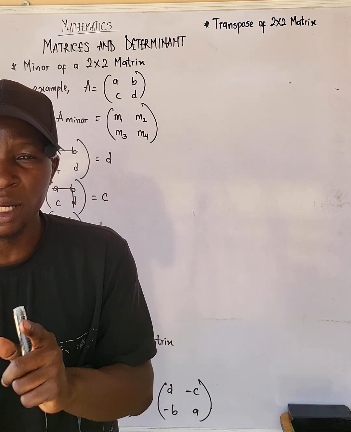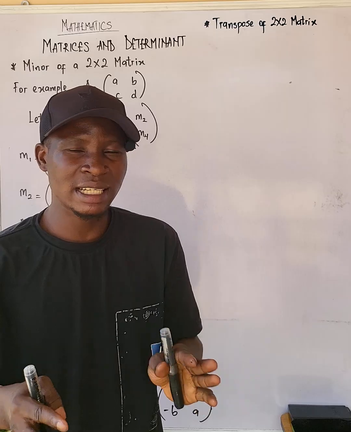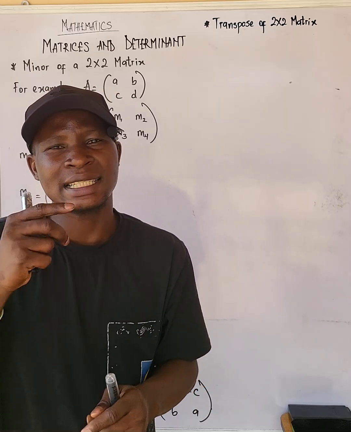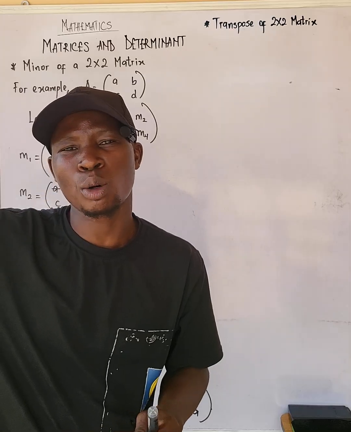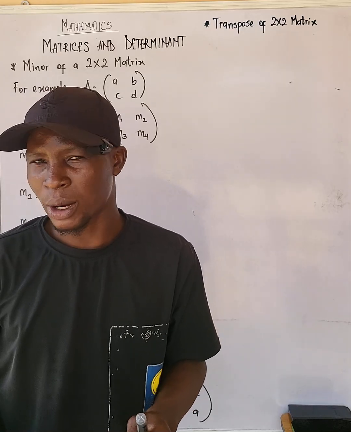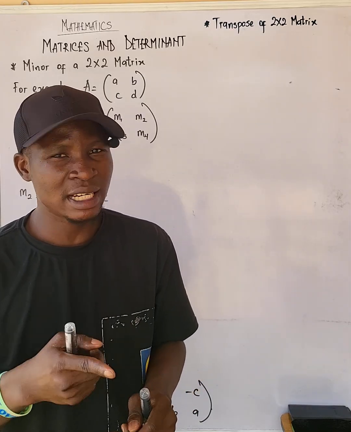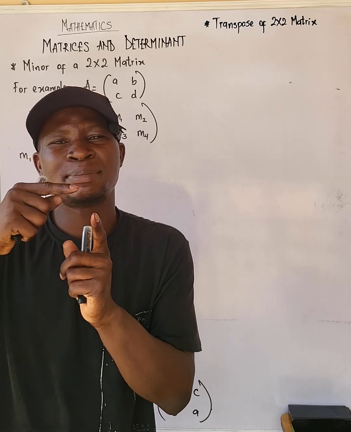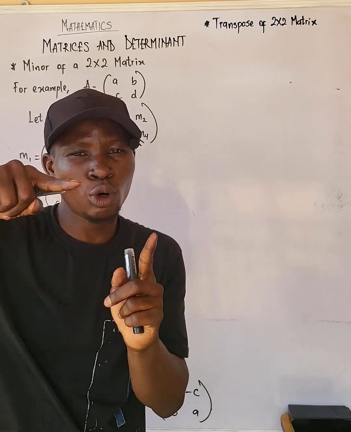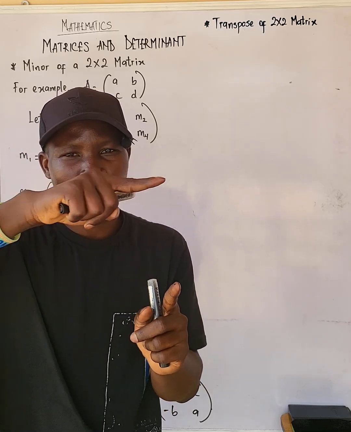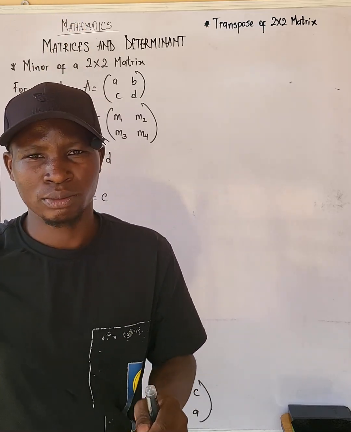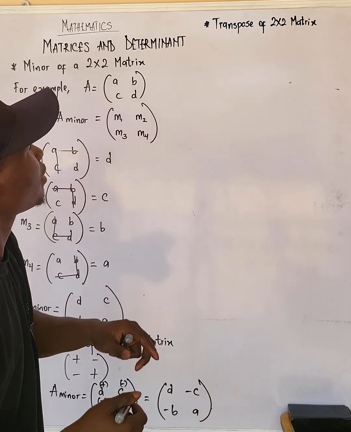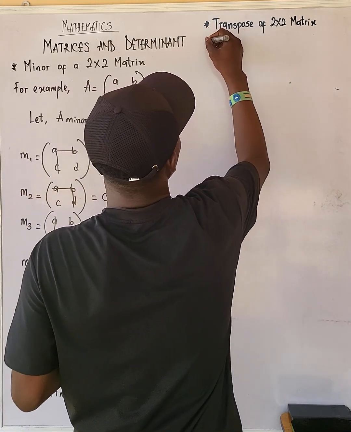Transpose of a matrix in general, either it is 2 by 2 or 3 by 3, is by writing all the elements in the row to become column and all the elements in the column to become row. You can jot it down. All the elements in the row will become column, while all the elements in the column will become row. Do you get?